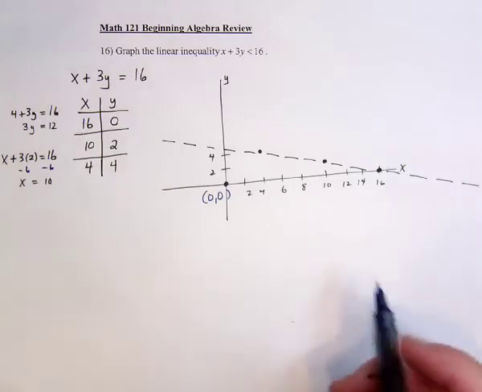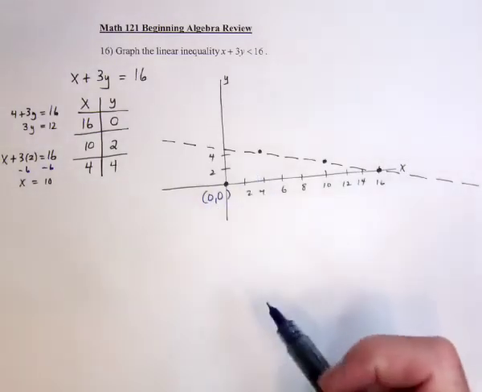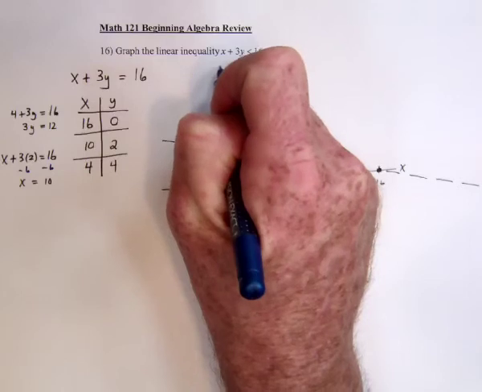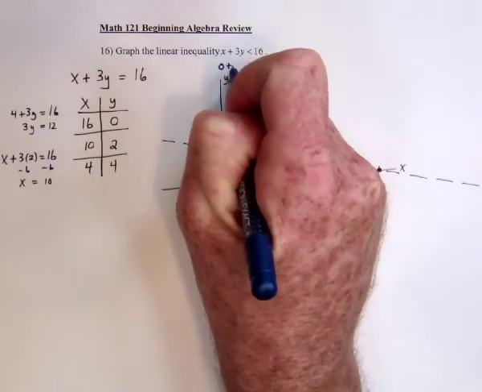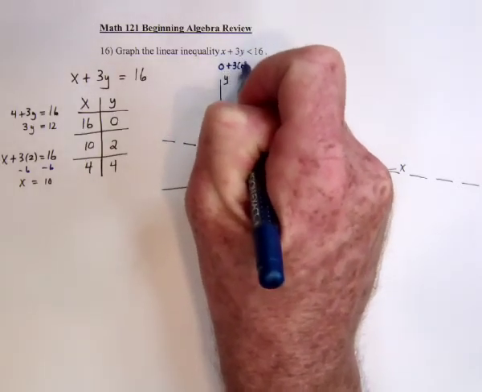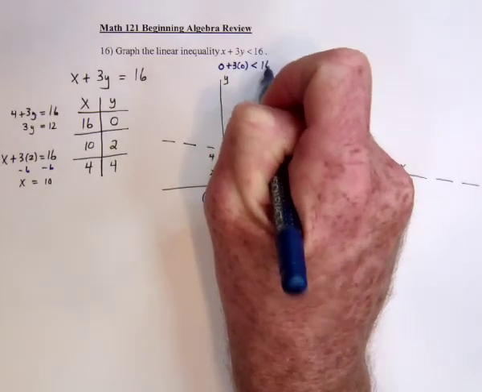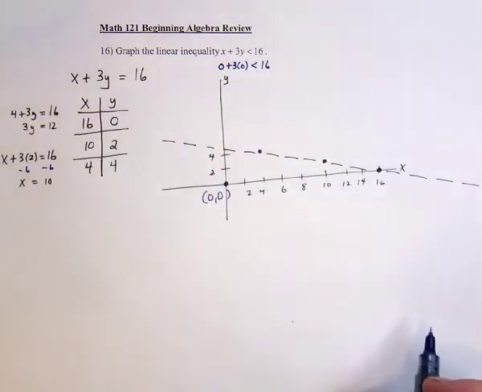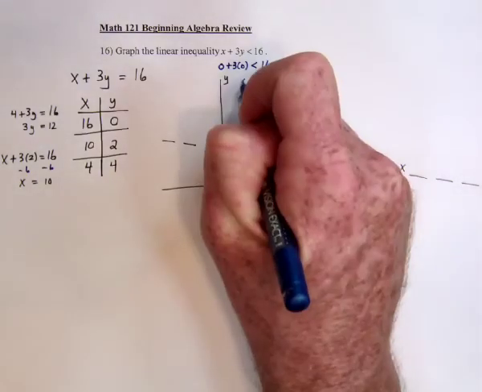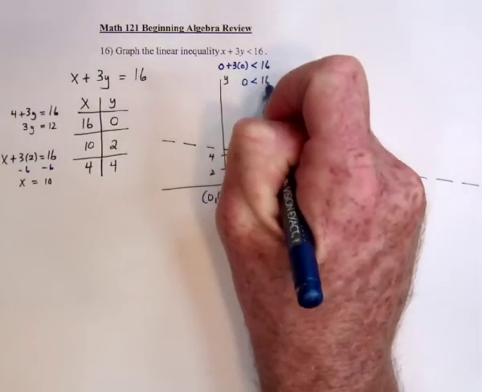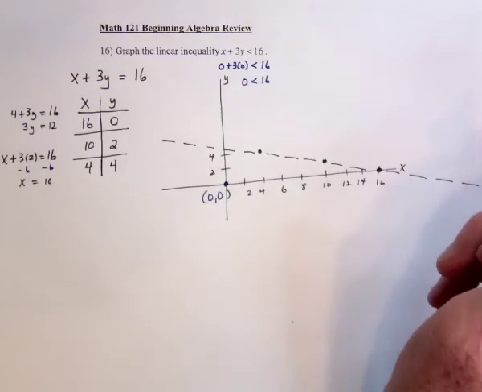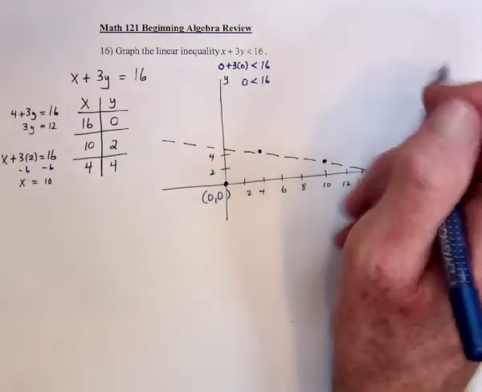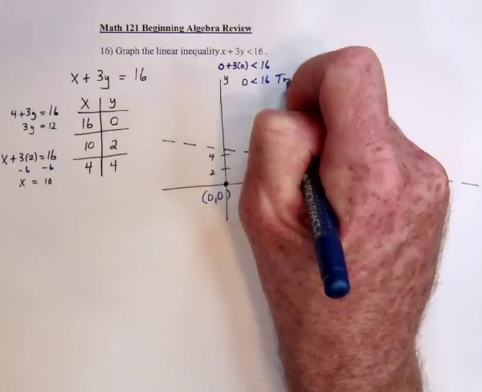Then you take 0, 0, which is below the line, and plug that into this inequality. 0 plus 3 times 0, smaller than 16. So the left side simplifies to just be 0. So in other words, is 0 smaller than 16? True or false? 0 is smaller than 16, which means it's true.